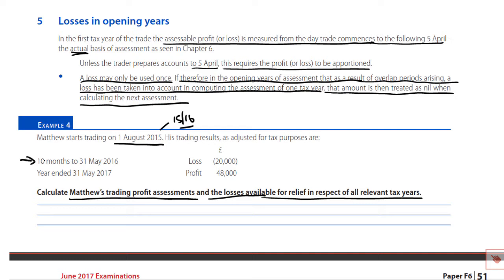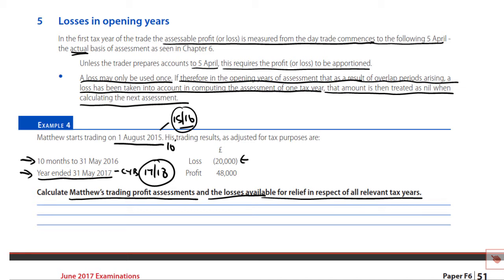Well, we start here with a short period, 10 months to 31st of May, in which we make a loss. Our first year end is the 31st of May 17. Therefore, the first time a current year basis of assessment may apply is using this as the basis period. Then the year ended 31st of May 17 ends in which tax year? Answer, 17-18. So the first tax year, 15-16, is actual. 17-18 is the first time we can use CYB.